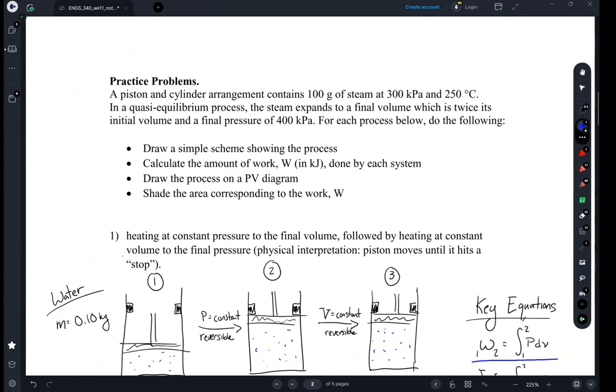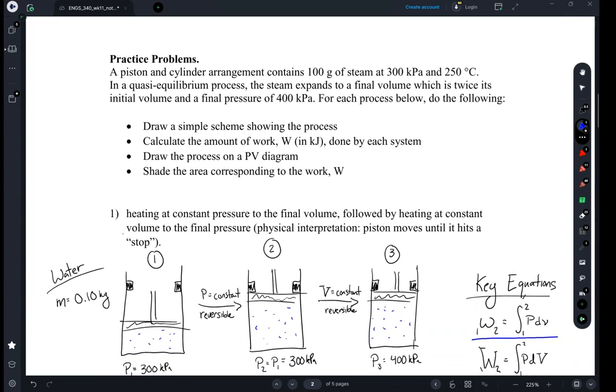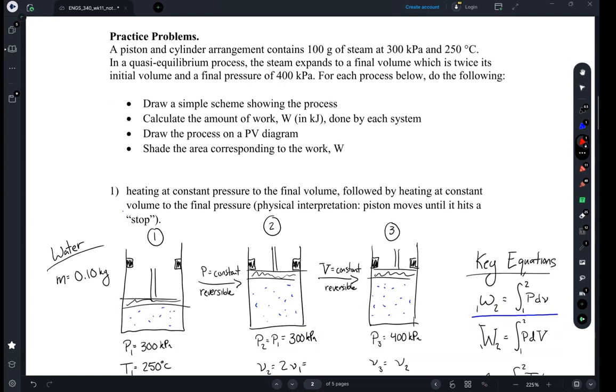Okay, so here's a simple practice problem. Some of the things are already drawn here for you if you printed this out from Moodle. But basically what we're going to do is look at a piston cylinder arrangement. So this is what's kind of crudely drawn down here. And we're looking at it at 3 different steps, but it goes from an initial state where we know temperature and pressure. That's state 1. We go from that state, we expand to a final volume that's twice the initial volume, and a final pressure of 400 kPa. So that's the final state, which is this guy over here on the far right, 3.